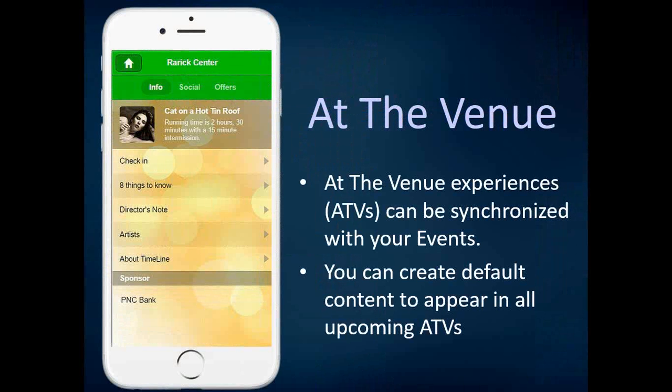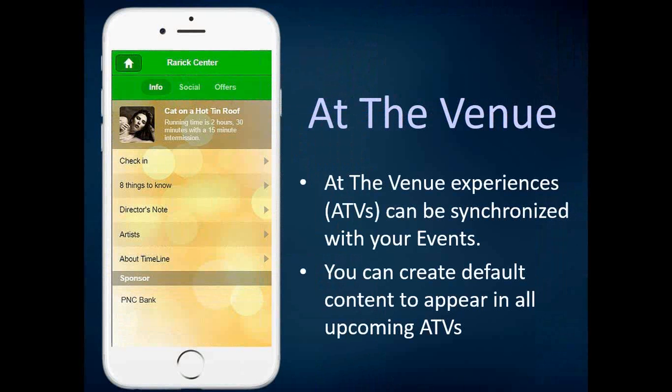Additionally, you might have default content for, let's say, things to know. Perhaps you have a thing to know that encourages people to stop by the box office to upgrade their seats on the night of the show. And you want that to be an item or a thing to know that will always appear in your ATVs. You can create that as default content, and that will always show up. Additionally, you can have default content for offers that you want to have throughout the season.